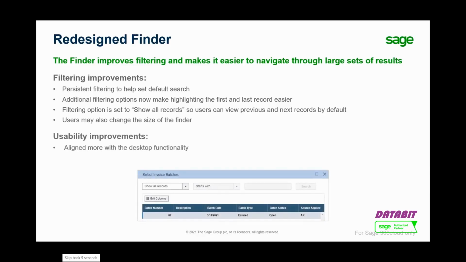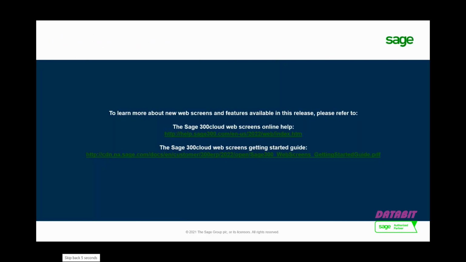This improved Finder is now available on all web screens and is more aligned with the desktop functionalities, such as the keyboard shortcuts that are now available that can be used to navigate through results and select records. More information on web screens can be found on the Sage 300 Cloud Web Screens online help page or in the Sage 300 Cloud Web Screens Getting Started guide.